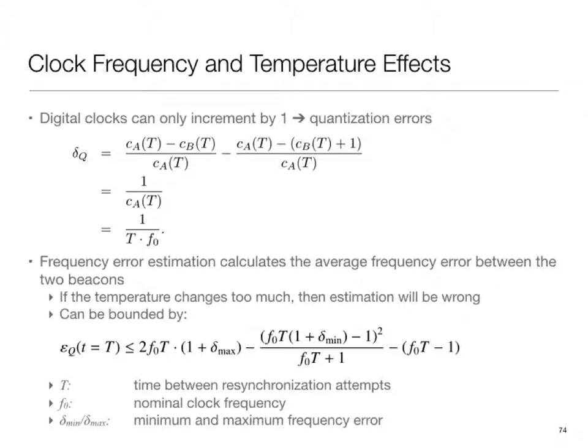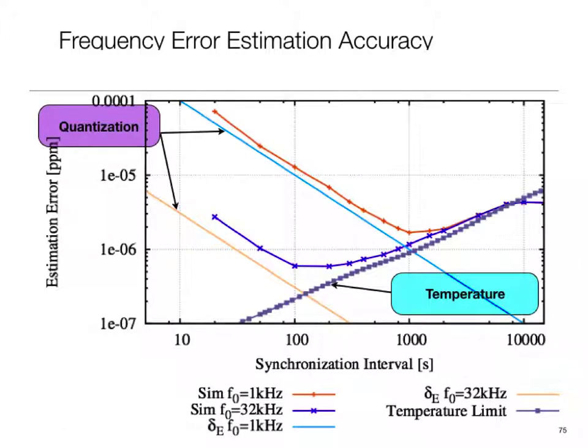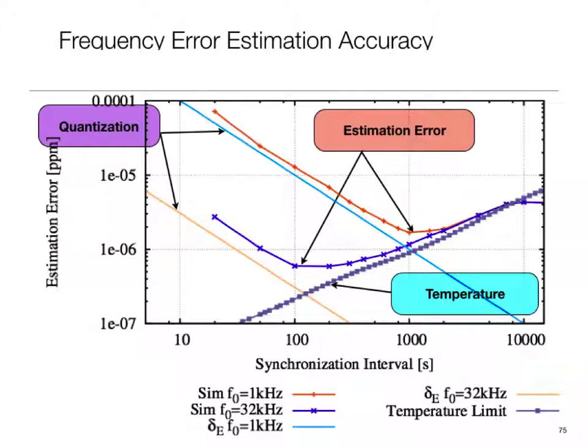So I have to do it frequently enough. And at the same time, doing it too frequently is futile, because then the quantization errors are going to begin to dominate. So I have to find that sweet spot, and that's what I should stick with. This slide I had shown earlier, but we want to find that sweet spot.